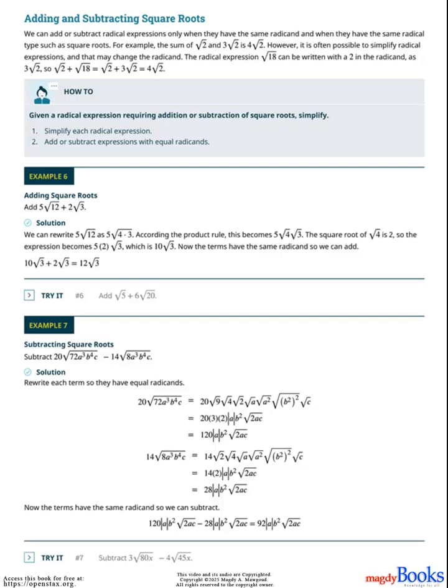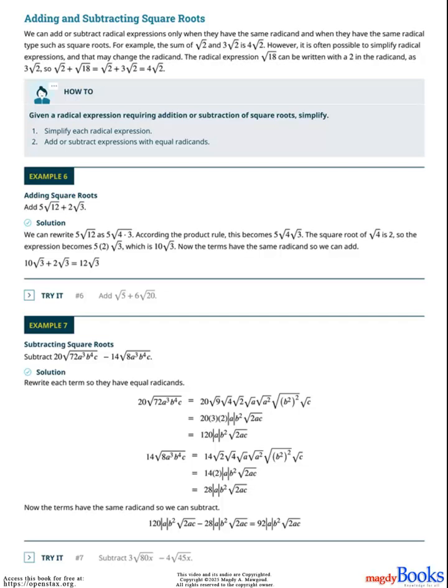How to: given a radical expression requiring addition or subtraction of square roots, simplify. 1. Simplify each radical expression. 2. Add or subtract expressions with equal radicands. Example 6. Adding square roots. Add 5 square root of 12 plus 2 square root of 3.